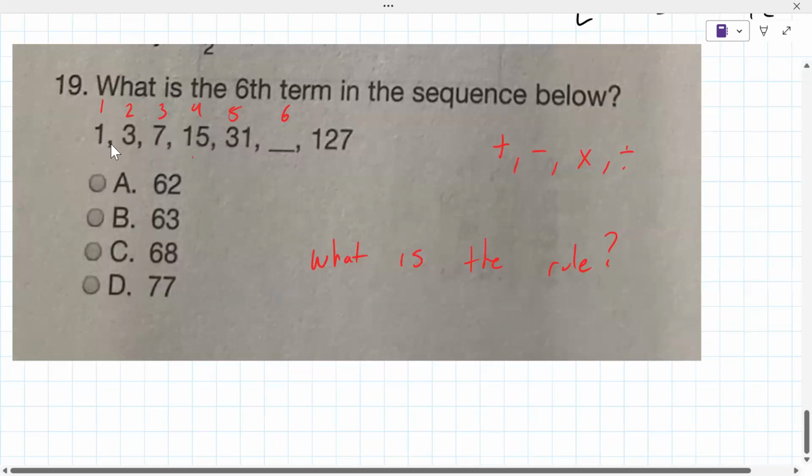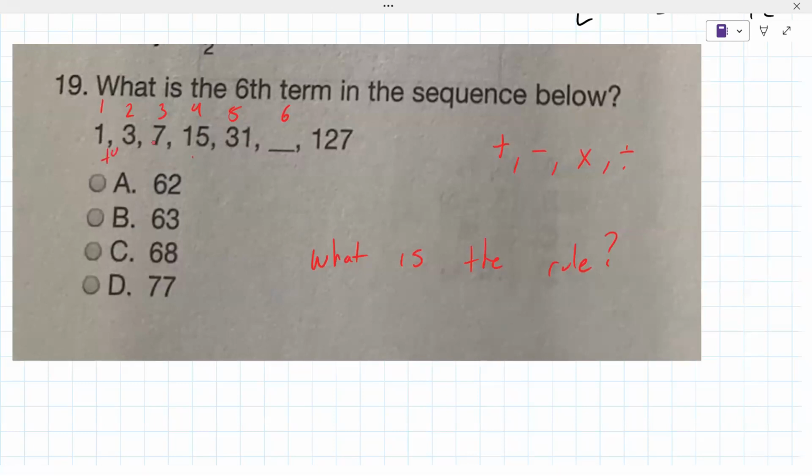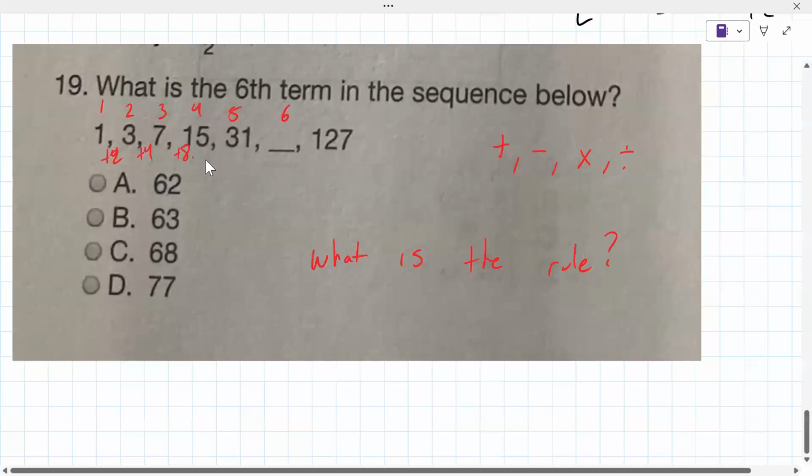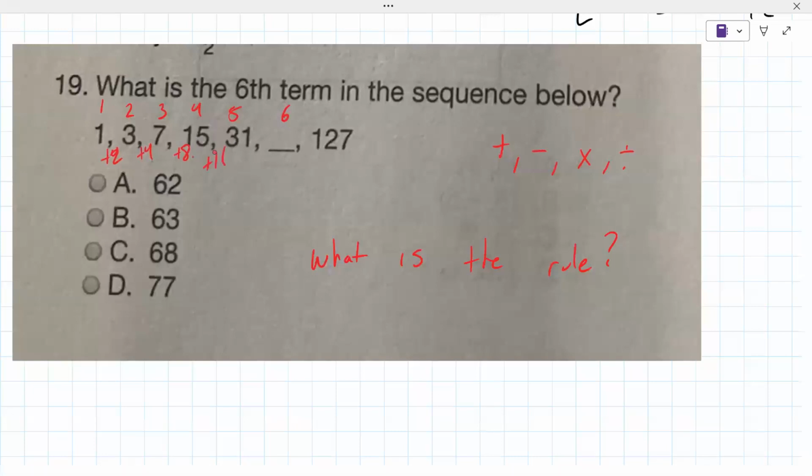1 plus 2 is 3, 3 plus 4 is 7, right? So 7 plus 8, because what you're saying does work. 8. Okay. So that's plus 2, plus 4, plus 8. So what's 15 to 31? What do you add then? 15 plus 16. Okay.